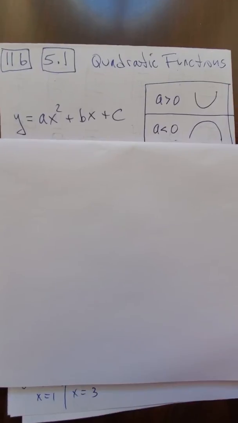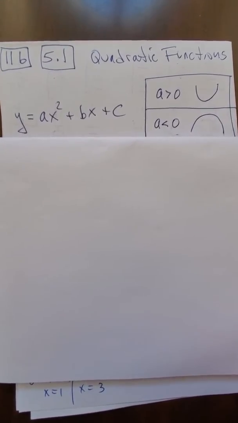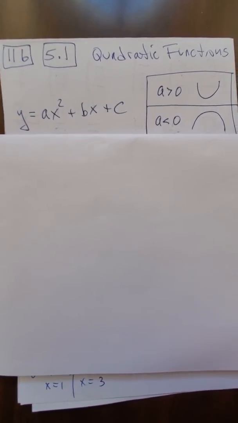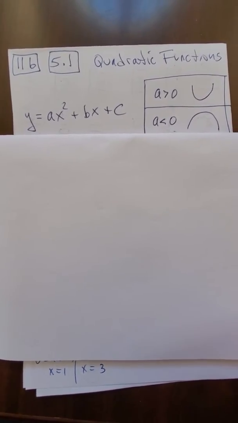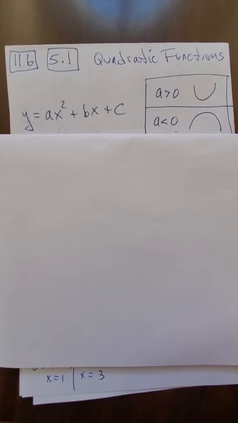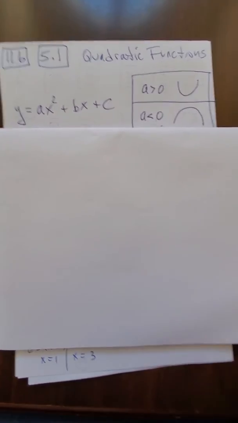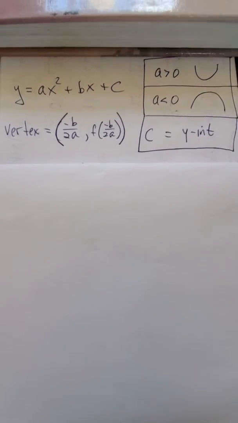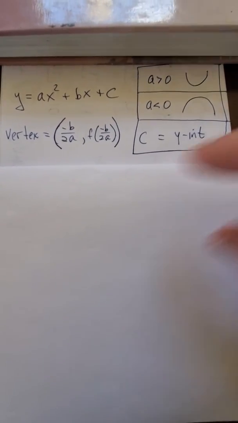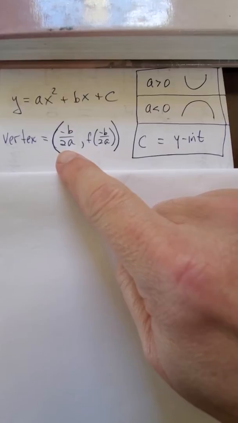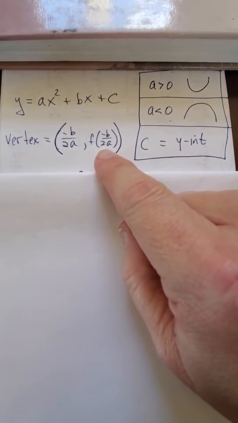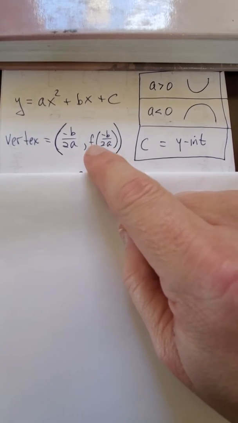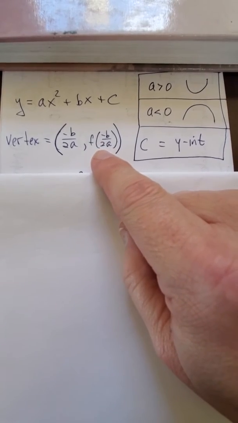So the first thing I want to say is that the graph y equals ax squared plus bx plus c, if you graph that, forms what's called a parabola. If a is positive, then you get a happy parabola. And if a is negative, you get a sad parabola. Furthermore, the vertex of the parabola is going to be negative b over 2a. That's the x-coordinate. The y-coordinate is going to be take negative b over 2a and stick it into the function, and that's going to be your y-coordinate.